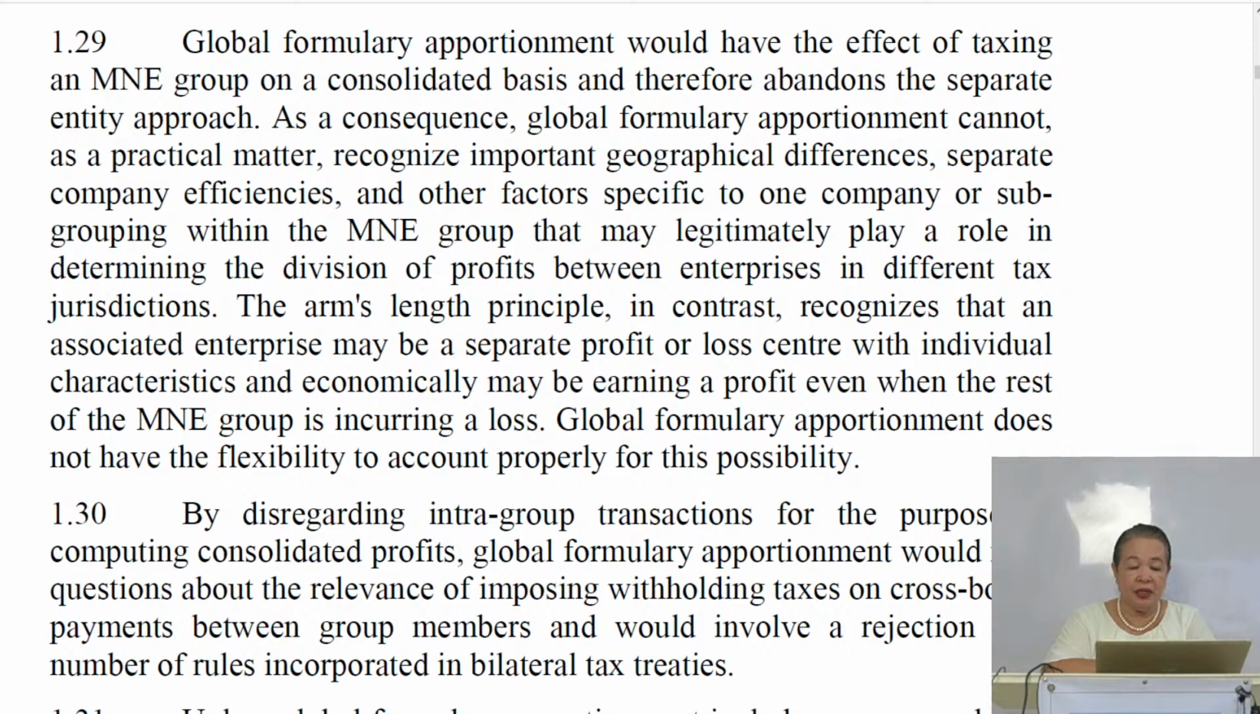So, by disregarding intra-group transactions for the purpose of computing consolidated profits, global formulary apportionment would raise questions about the relevance of imposing withholding taxes on cross-border payments between group members and would involve a rejection of a number of rules incorporated in bilateral tax treaties. So, yun yung mangyayari, no? Disregarding the intra-group transactions, which is very important sa arm's length principle. Diba? We have guidelines on intra-group services, intra-group, and cost contribution arrangement between the group.